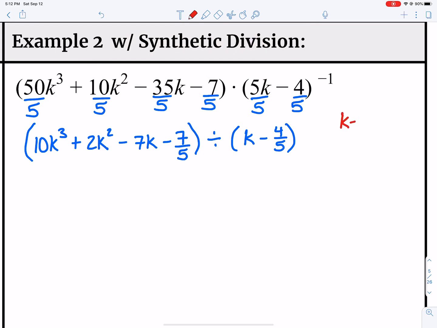So let's say k minus 4/5 equals 0. So all you would do is add the 4/5. So our root is k equals 4/5. So let's put that in the box. We need to find the root. And once you get used to the process, you can kind of tell that you just change the sign once you have your leading coefficient equal to 1.